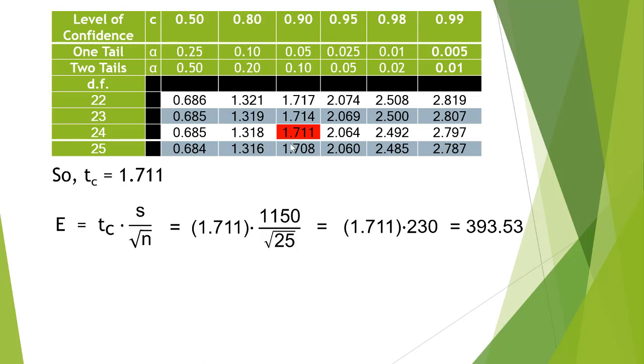What are the units? Do you know what the units are on this margin of error? Hopefully you realize that this is a measurement in pounds, because in the original problem, we said that the average weight was 22,500 pounds with a standard deviation of 1,150 pounds. So whatever units the original problem is in is what our margin of error is going to be in. So the margin of error here is 393.53 pounds.